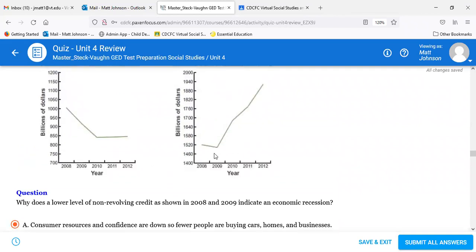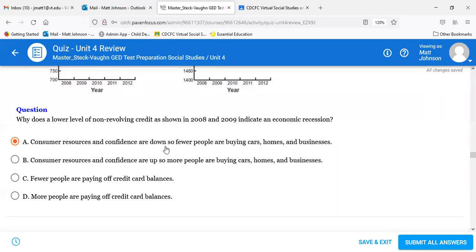2008, 2009, I'm not going to take a chance on buying a house in a bad economy, or another large purchase like an automobile, which are generally the two things you most associate with that non-revolving credit, right? A car loan or a mortgage. So that's definitely consumer confidence is low there.